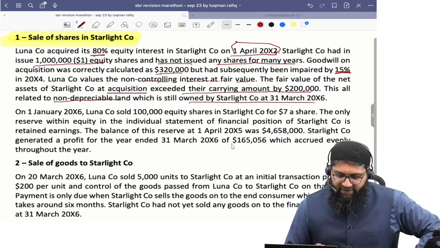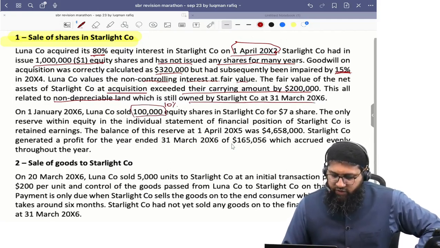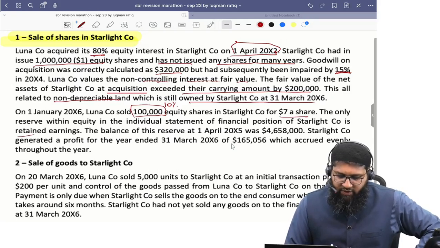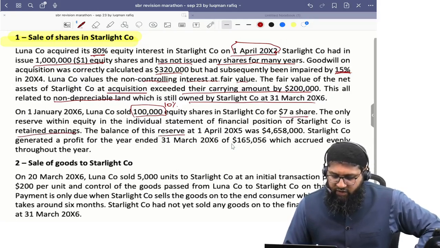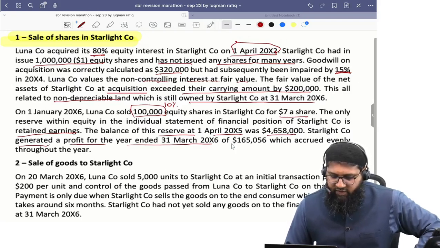At 1st January X6, Luna sold 100,000 equity shares. So if it's 1 million shares, it's simply a 10% disposal, for $7 per share. The only reserve within the equity in the individual financial statements is retained earnings. The balance of this reserve at 1st April X5 was this. Starlight generated a profit for the year ended 31st March X6 of this, which accrued evenly throughout the year.